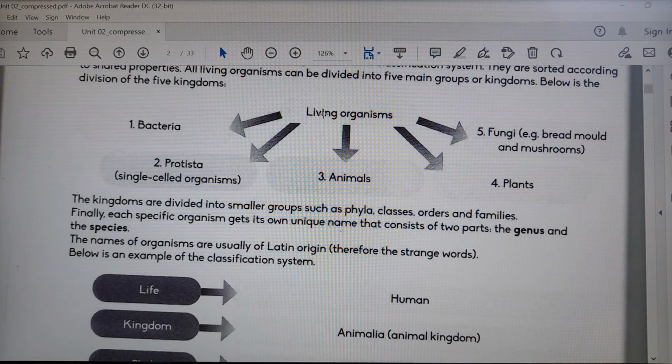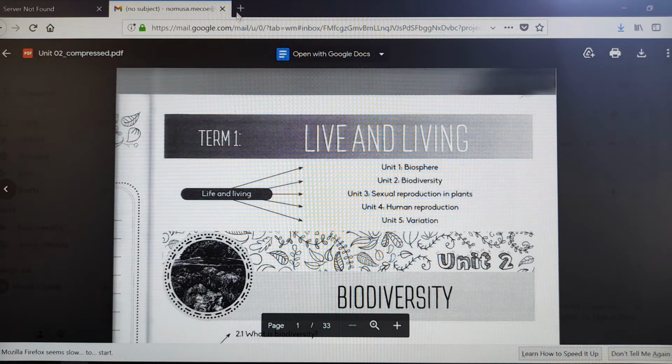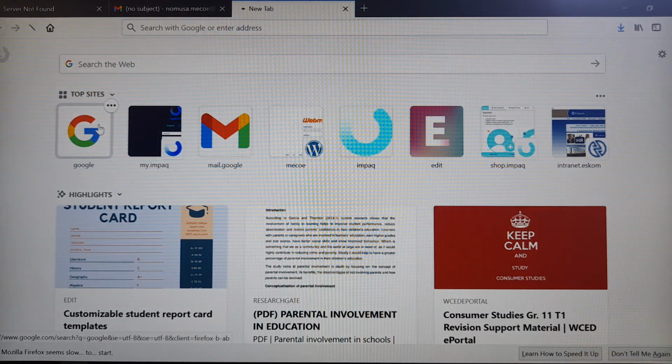So living organisms can be classified into 5 groups or 5 kingdoms: bacteria, protista, which are single-celled organisms, and animals. Then we have plants and we have fungi. Under fungi, the example is bread mold and mushrooms. Okay, so I just want, if possible, let's see if we can see the bread mold.